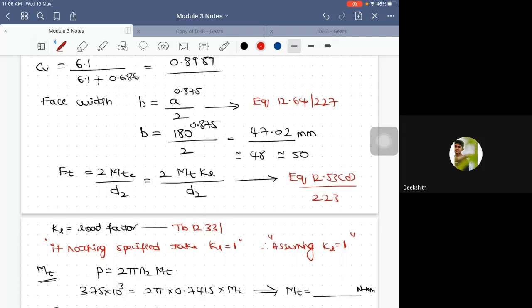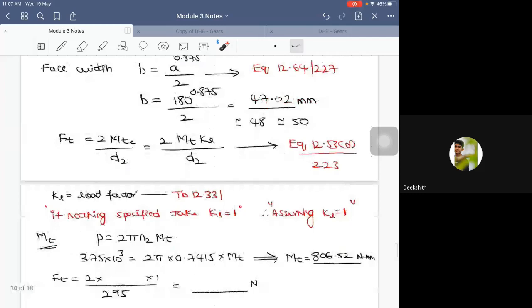Okay. What is that value? 806 torque. 806.52. So just substitute the value of MT here and calculate your FT, tangential load. So what is the formula value of?